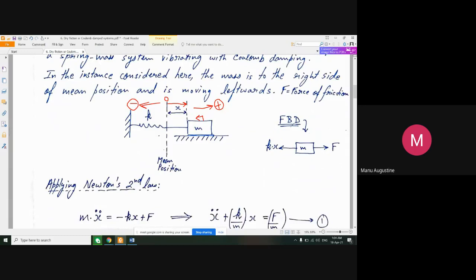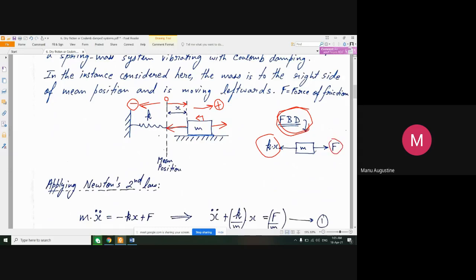Now as you see, the free body diagram is drawn over here. FBD is free body diagram. So obviously at this position, the spring is stretched from the mean position by a distance x, and the spring force is given by k into x. So the spring is obviously trying to pull the mass back to the mean position, and it is towards the left hand side. And since the mass is in motion towards the left hand side, the friction must be acting opposite to motion, and therefore it would be in the right hand direction. F is the force of friction.